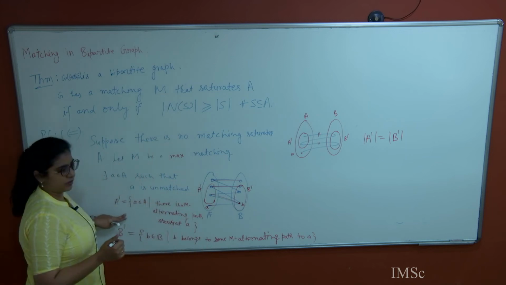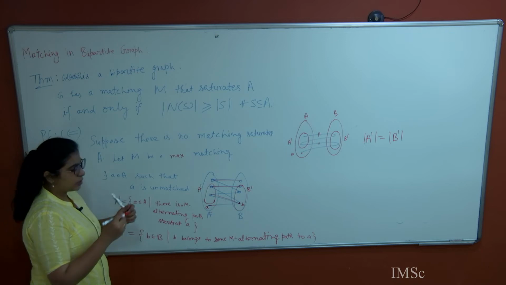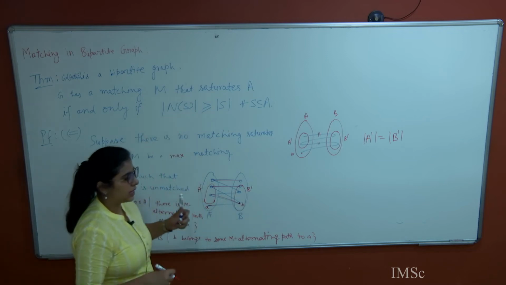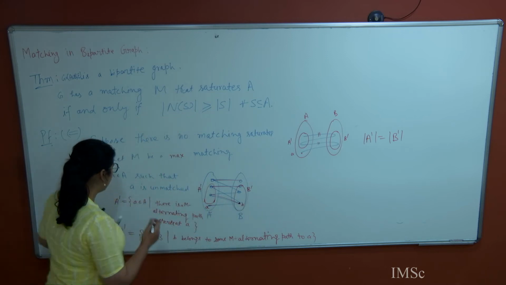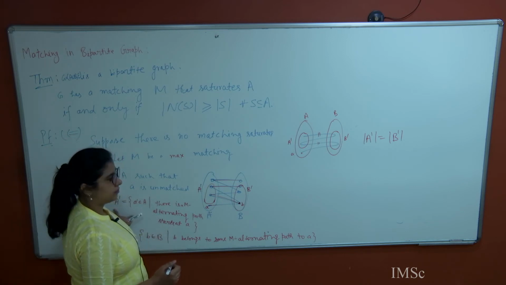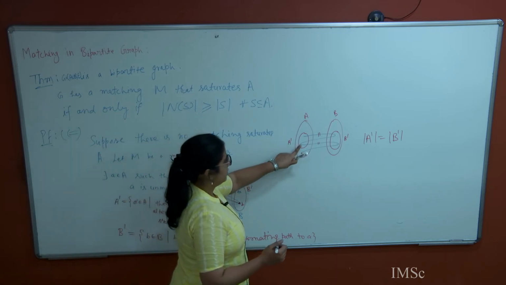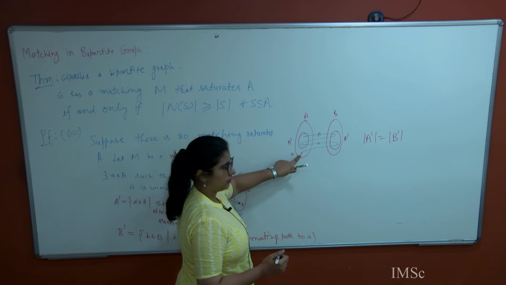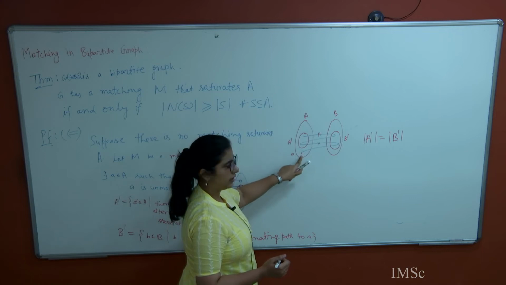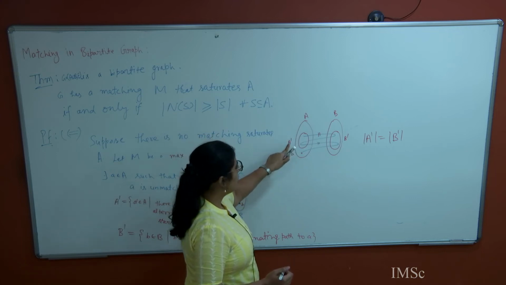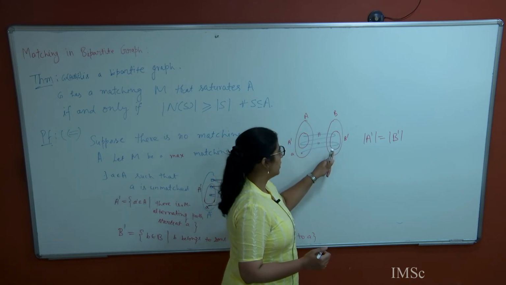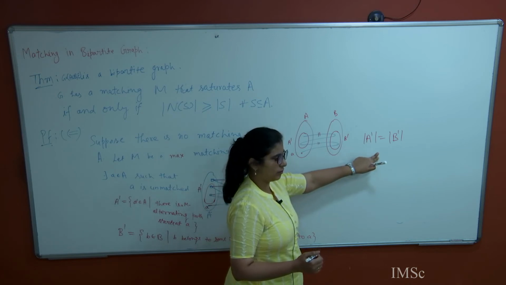We have defined A prime first. We are saying that A prime has all those vertices which have some M alternating path which starts at A and ends at this vertex, excluding A. So this vertex has an alternating path to A, right? So this is in A prime. Every vertex which has some alternating path to A, I am putting in A prime. All those vertices of B which belong to some alternating path, I am putting in B prime. Now I am saying that their cardinalities are the same. Is it okay?